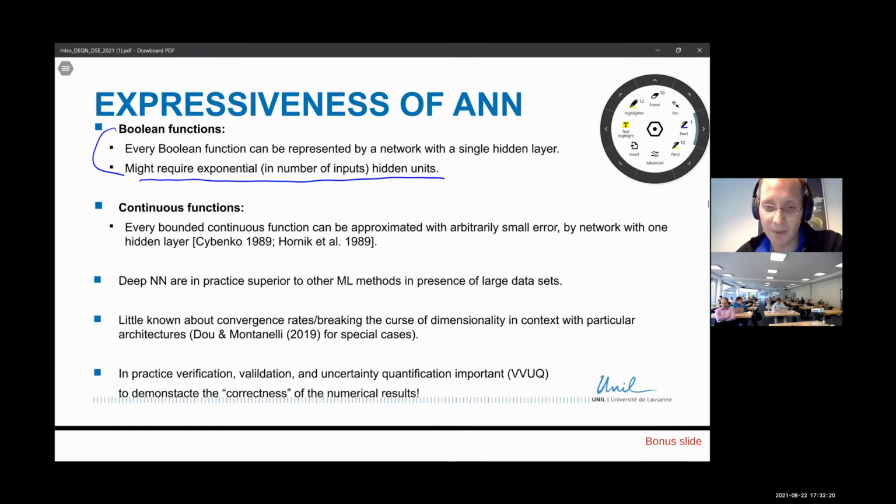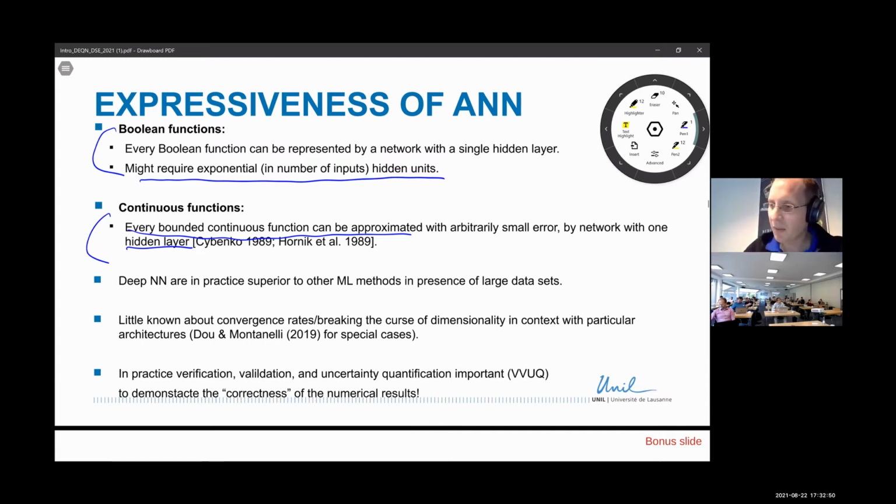So you need to do a lot of hyperparameter tuning yourself potentially. With continuous functions, you can also prove that every bounded function can be approximated arbitrarily closely with one hidden layer, but it doesn't tell you how many nodes you need to choose in the end of the day.